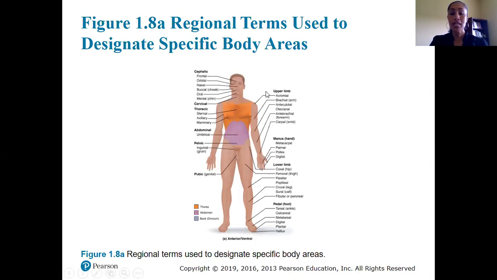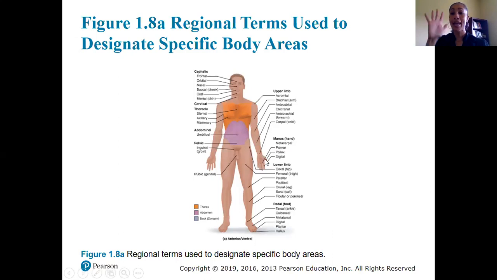All right, moving on to the left side of the body. So the upper limb, we're going to have acromial, which is the top of your shoulder. Brachial represents the upper arm. Antecubital is going to represent the supine portion of your elbow. Antebrachial is going to represent this lower portion of the arm. Carpal is going to represent the wrist.